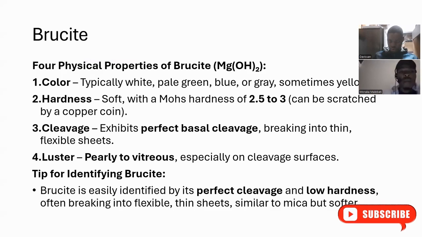And then we also have brucite. The distinctive feature of brucite is its perfect basal cleavage, which breaks into thin, flexible sheets like those of micas. The luster is pearly to vitreous, and it has low hardness. The color is white, pale green, blue, gray, and sometimes yellowish, with a hardness of approximately 2.5 to 3.